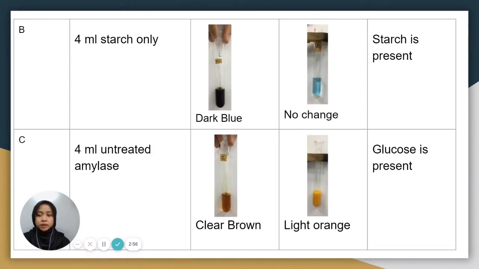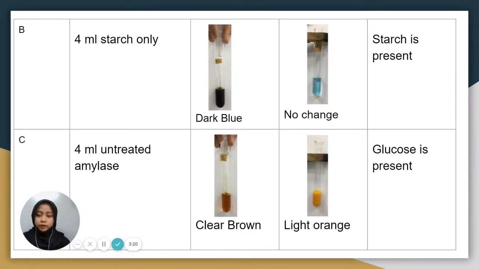From the pair of test tube B, which contained only 4 ml of starch, the test tube shows a dark blue color when it is tested on iodine test, and it shows no change in color when it is tested in Benedict test. This shows that starch is present.